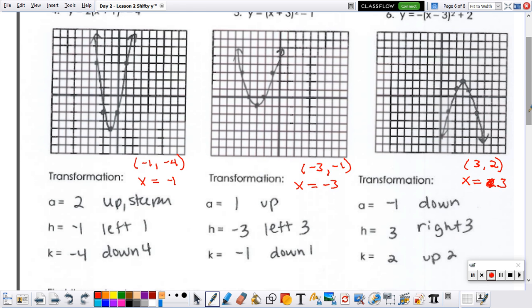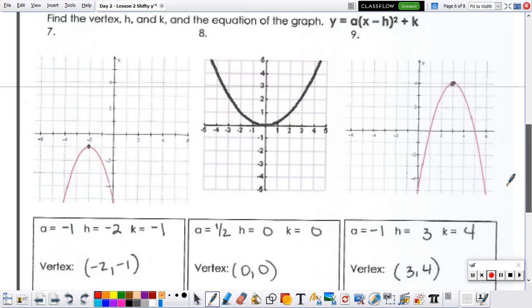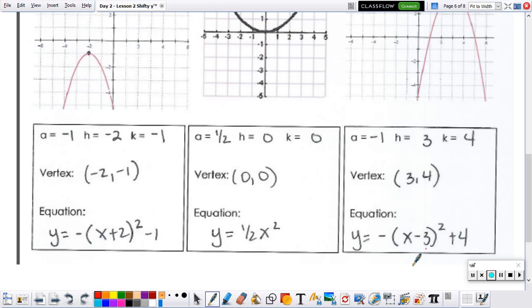All right, so here are the answers for 7, 8, and 9. Homework tonight is pages 10 and 11.